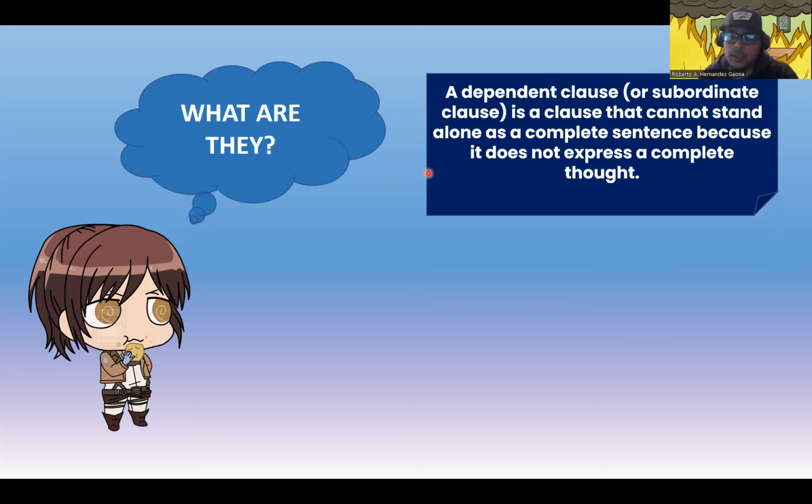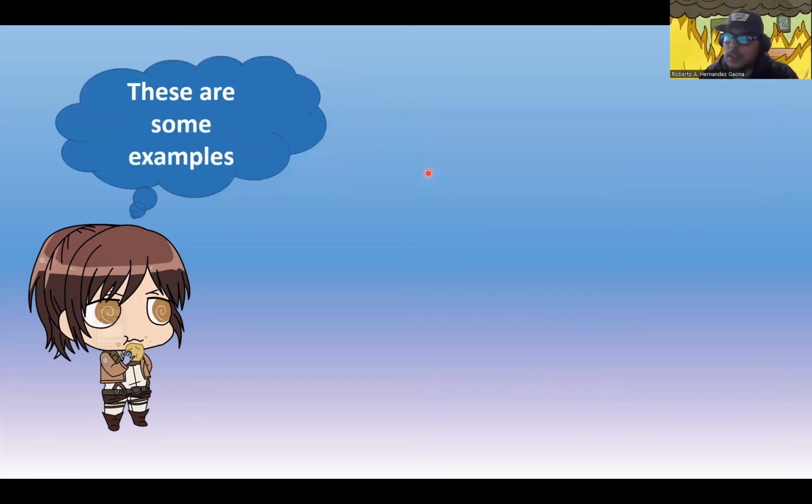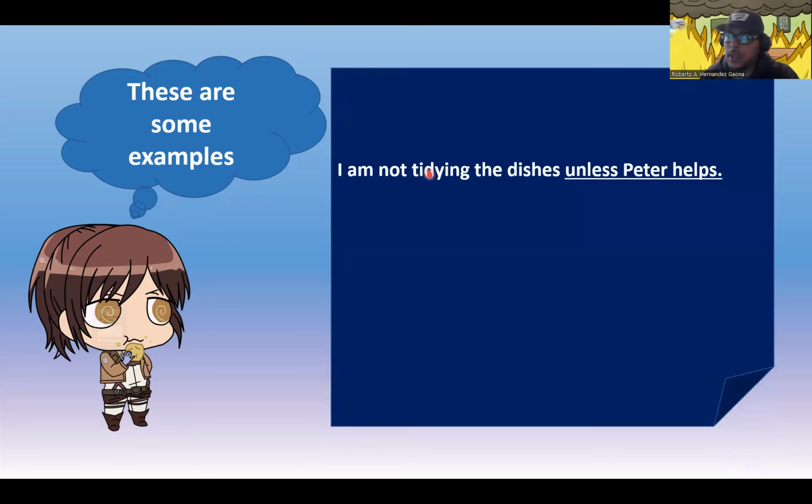Okay, we're going to get into some examples in a moment so you can fully understand what we mean by not expressing a complete idea. Now, all clauses have a subject and a verb, so keep that in mind for the examples that you make in the future. Let's see our first example over here. So we have, I am not tidying the dishes unless Peter helps.